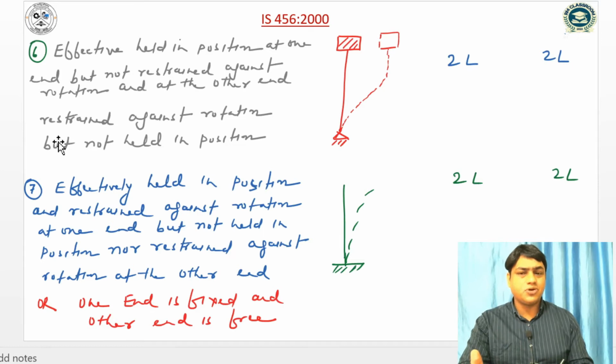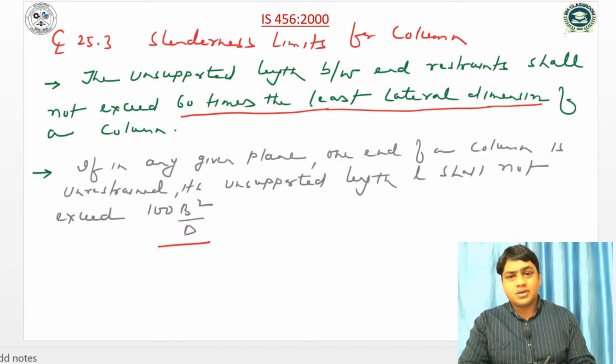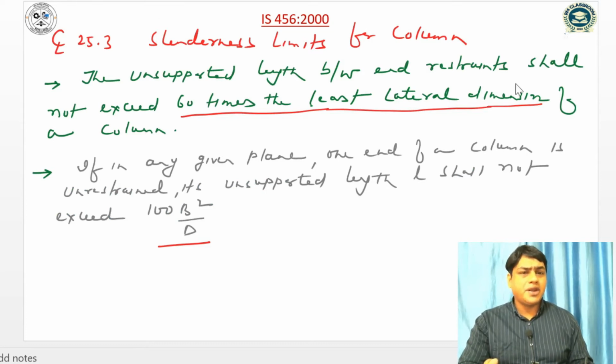So these are the 7 boundary conditions. With the different boundary conditions, we have to take the effective length, and then we have to use that effective length. So according to clause 25.3, the slenderness limit of the column: the unsupported length between end restraints shall not exceed 60 times the least lateral dimension of a column. If in any given plane one end of a column is unrestrained, its unsupported length L shall not exceed 100 b square by d.